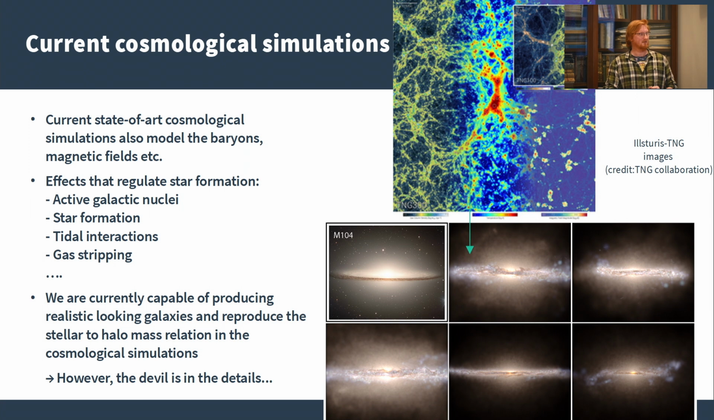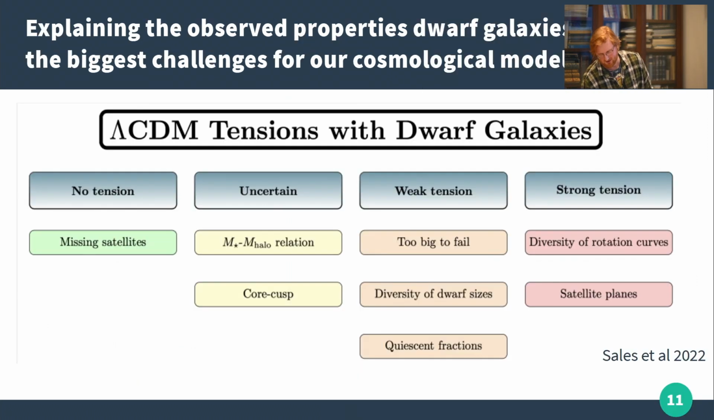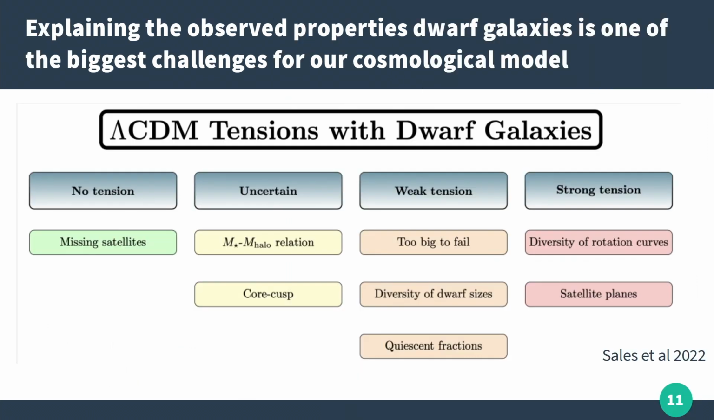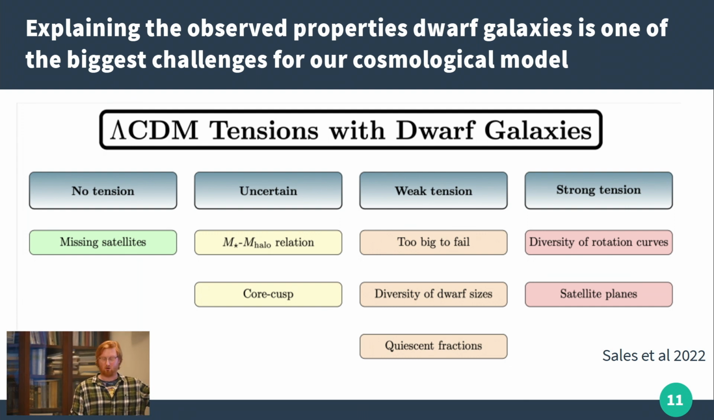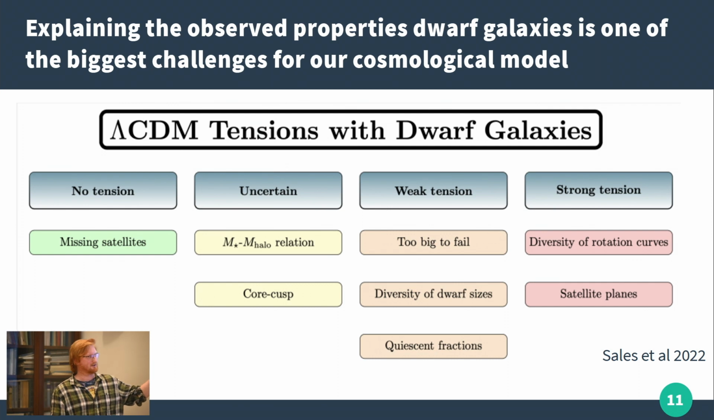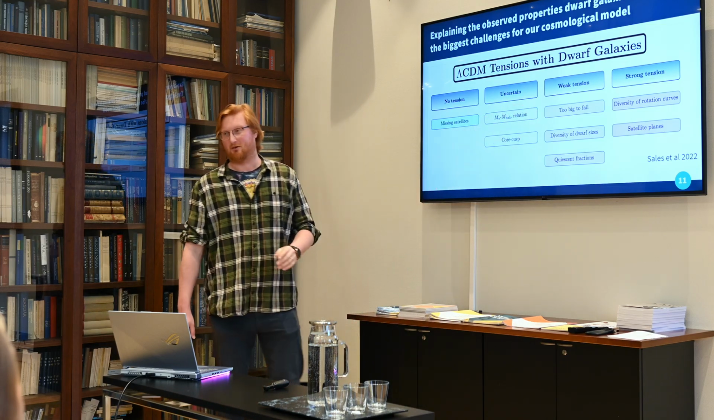And okay, we also get the stellar to halo mass relation more or less right, and we get realistic galaxies. But the problems arise when we start to look at the details. So now back to this slide. This is work by Laura Sales et al. from 2 years ago, and she is listing all the problems concerning dwarf galaxies in our current cosmological models. They are grouped with different levels of tension or severity of the problems.